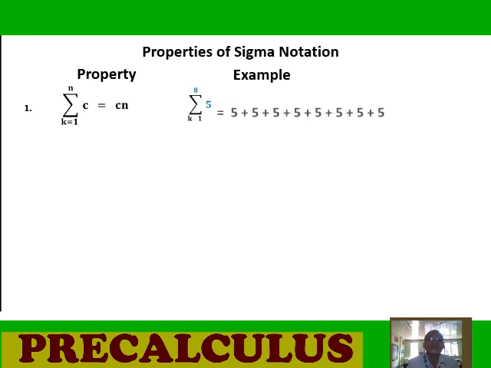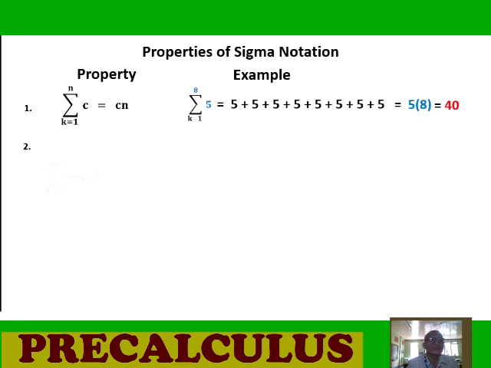Okay, next, let us proceed to properties of sigma notation. We have the property and example. First property: the summation of C from 1 to n is equal to C times n. For example, the summation of 5 from k equals 1 to 8. That is the same as adding 8 terms of 5, or equal to 5 times 8. 5 times 8 is 40.